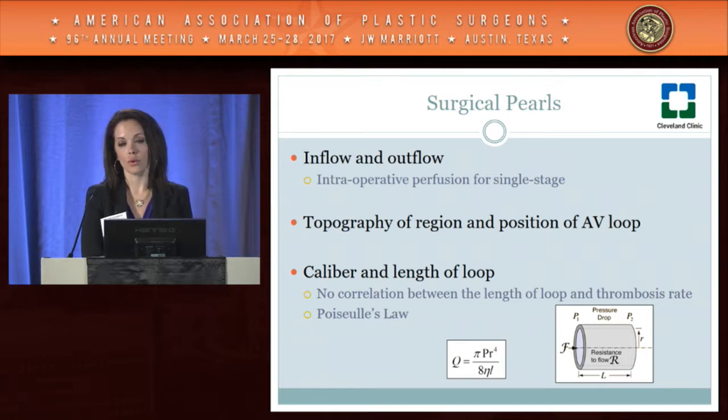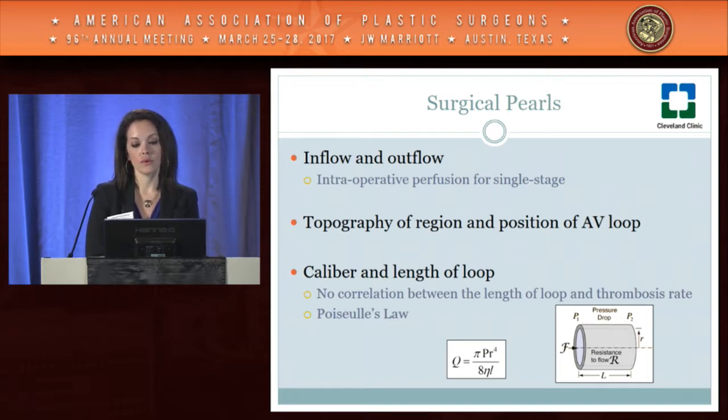There was no obvious correlation in the literature between the length of the loop and thrombosis rate. Poiseuille's law dictates that flow will be directly proportional to radius to the 4th power and inversely related to length. Thus, an AV loop that has a large radius and is short would provide the greatest inflow. Although this is ideal, this is not always anatomically and physiologically possible.